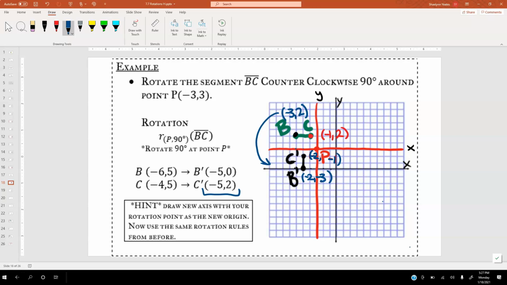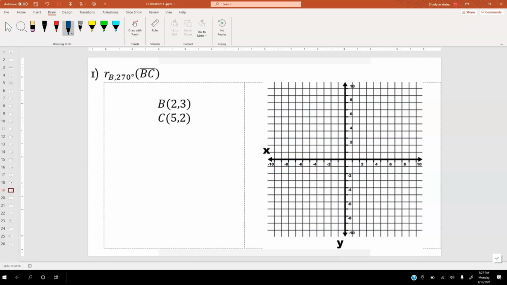So my hint to you is draw new axes with your rotation points as the new origin. Now use the same rotation rules as before. So let's practice this now that we have a beautiful example behind us. So our point B is now the point (2, 3). So over 2, up 3. So here's my point B that is my new origin. So I'm going to redraw my axes, making B my origin. So there's my new origin.